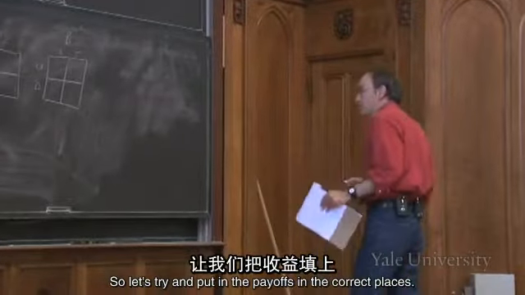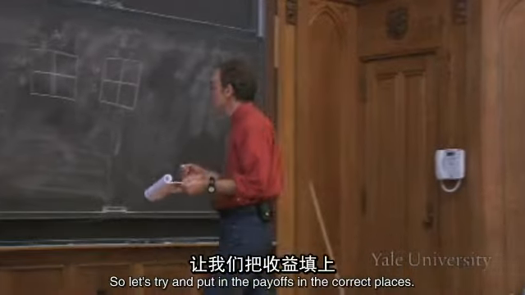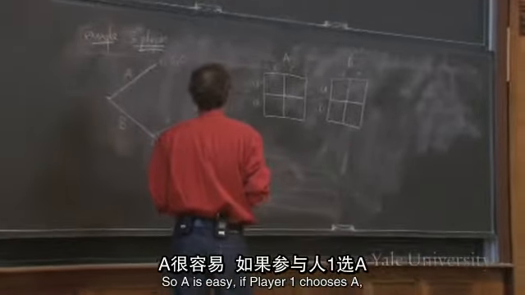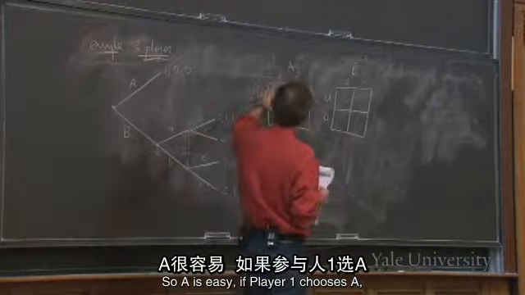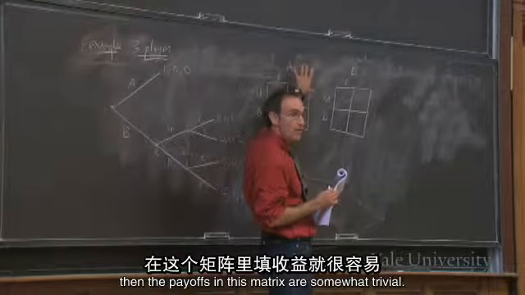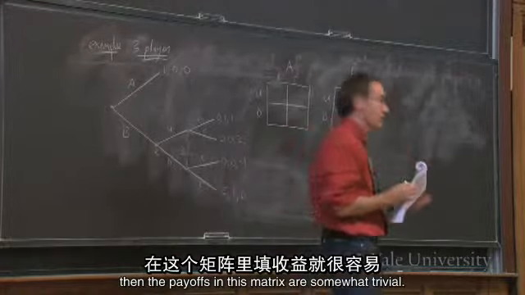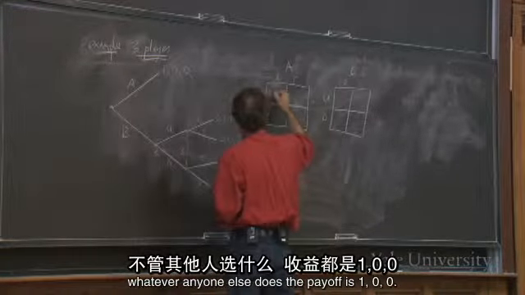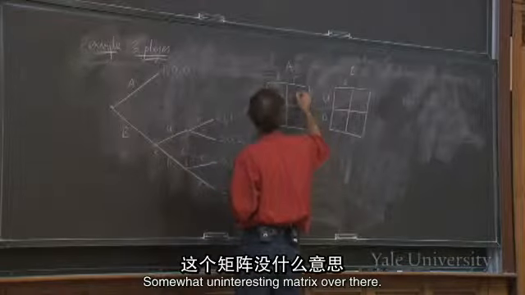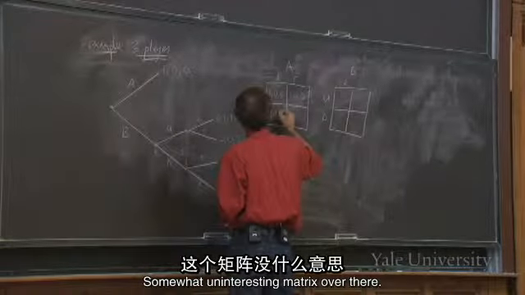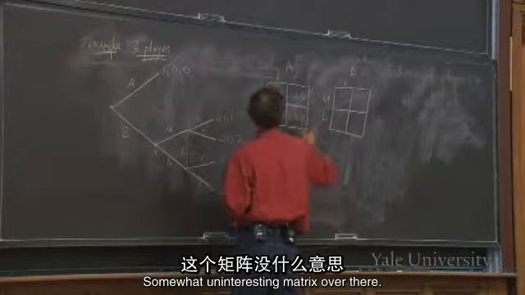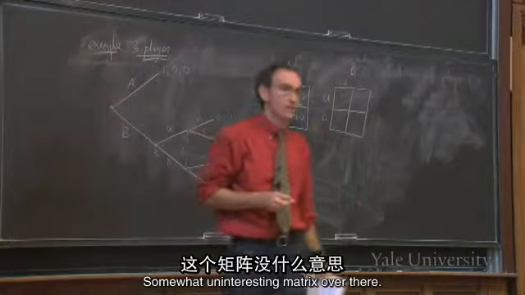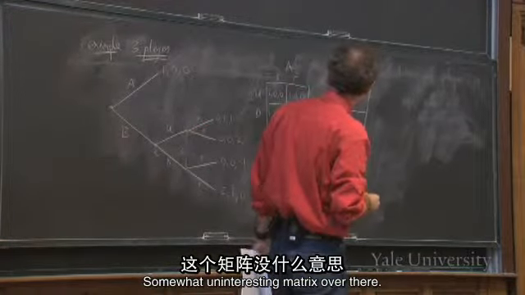All right. So let's try and put in the payoffs in the correct places. It's not always easy to do, but let's try. So A is easy. If player 1 chooses A, then the payoffs in this matrix are somewhat trivial. Because if player 1 chooses A, whatever anyone else does, the payoff is 1, 0, 0. All right, so somewhat uninteresting matrix over there.